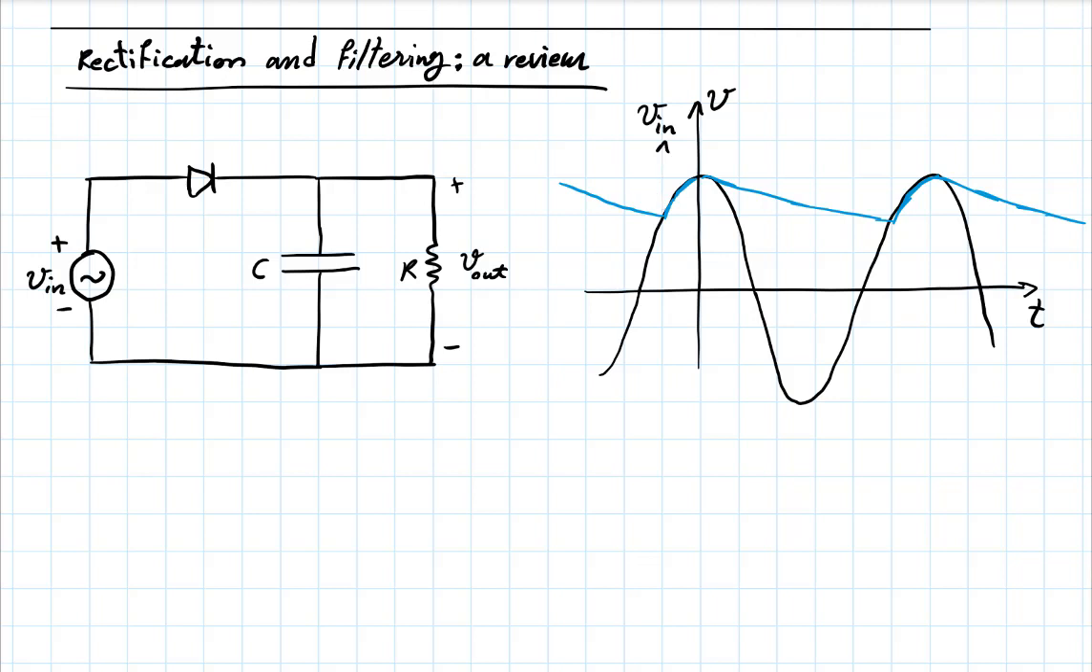So let me make sure this is clear. This is when the diode was on or conducting. And this is when it was off.